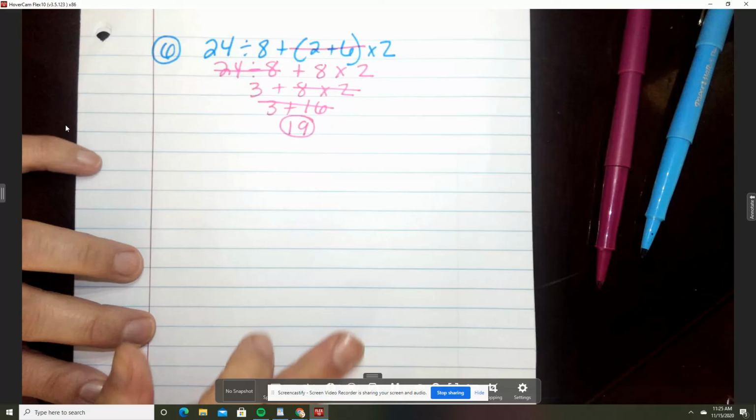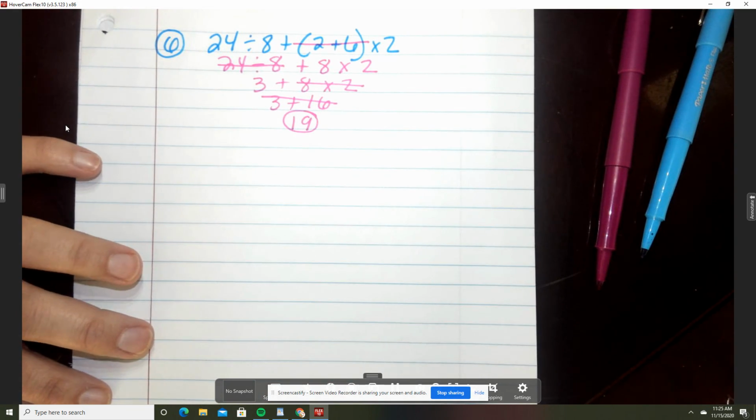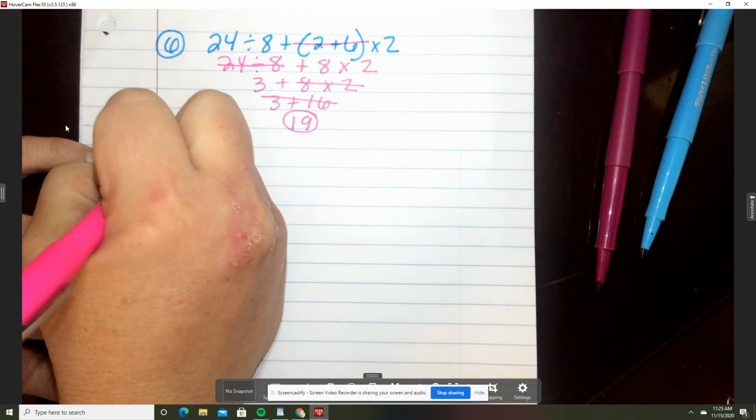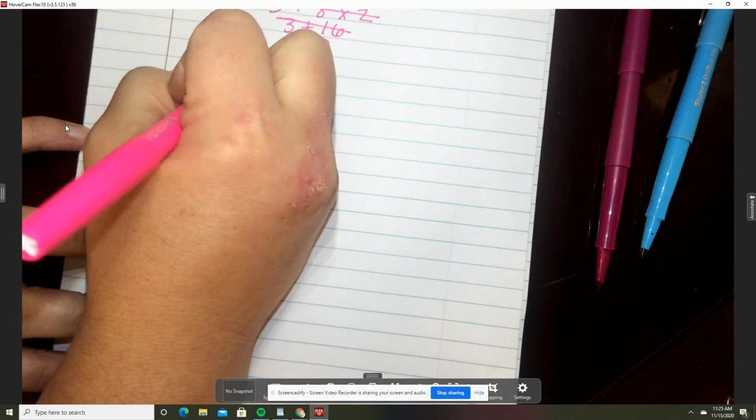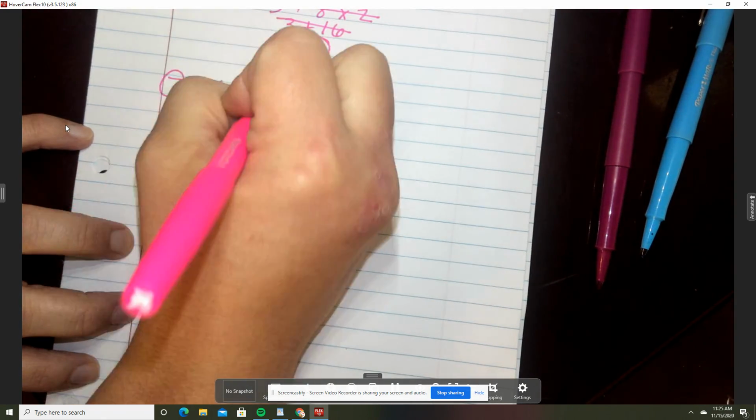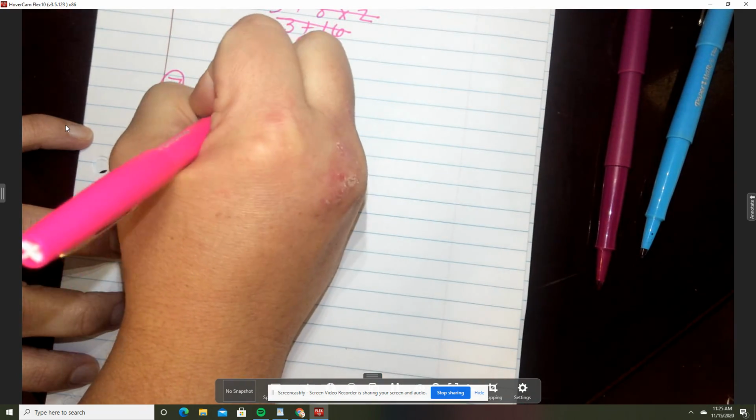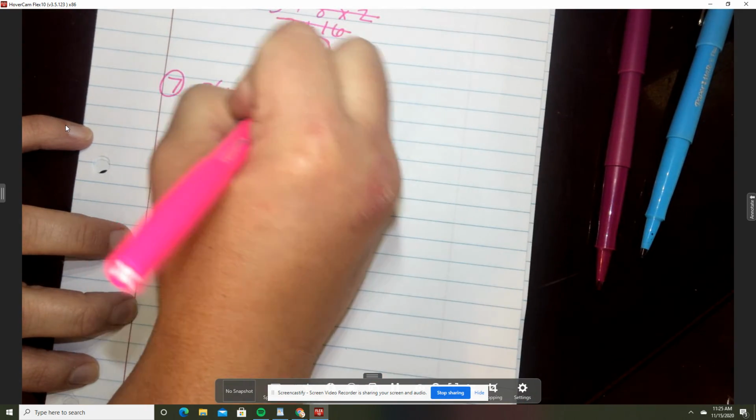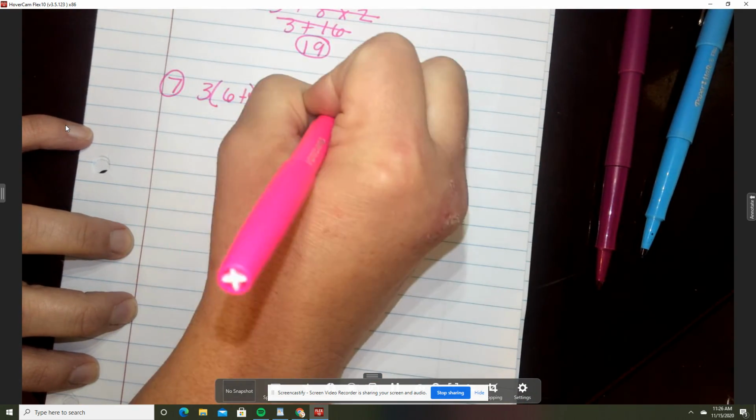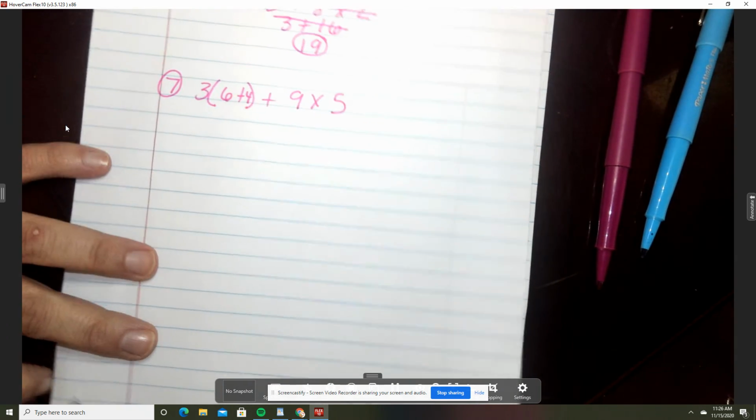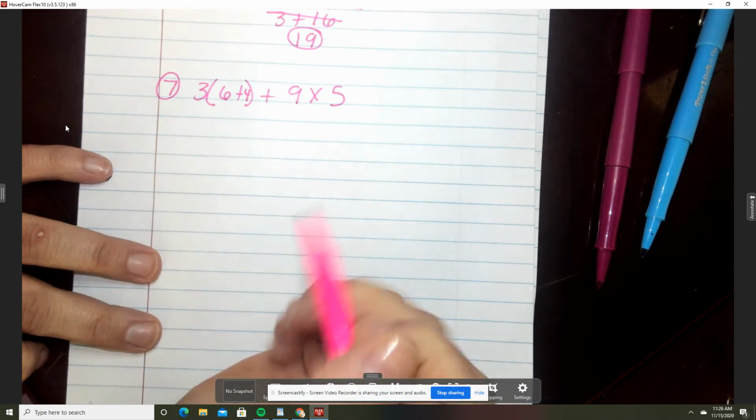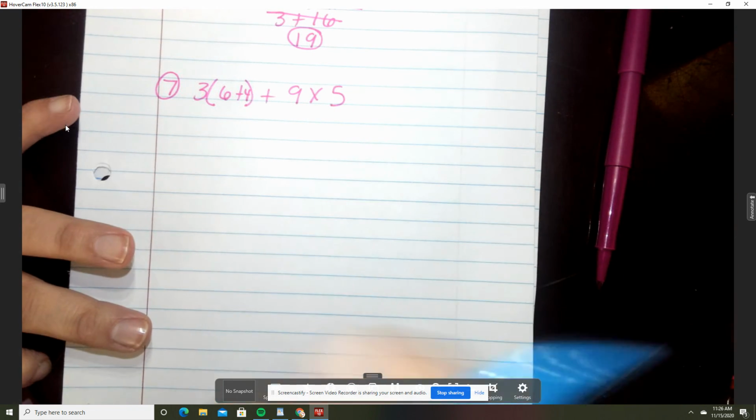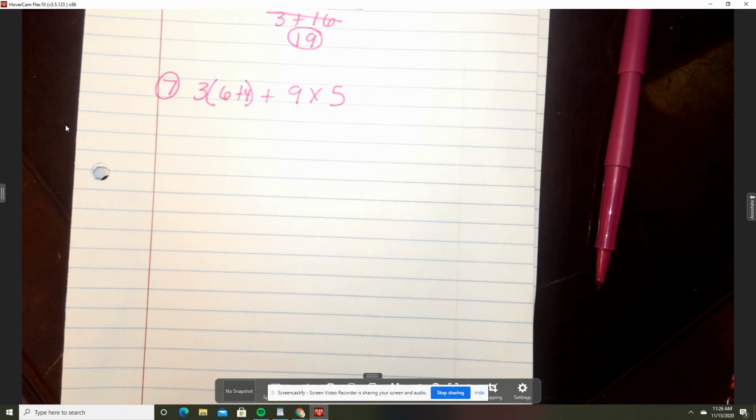All right, I want you to do this one on your own, and then we will go over it. So pause the video after I have written it down. All right, and then start it back up. Remember that if you have a number beside a parentheses, that means that you're going to multiply. All right, so work on this, give it a try, and then we'll go over it.